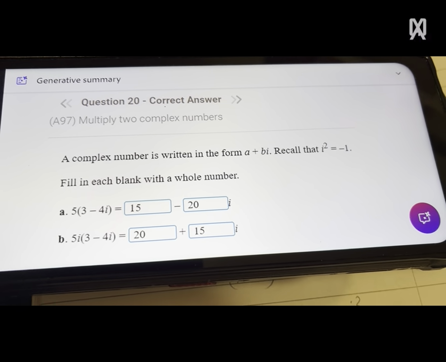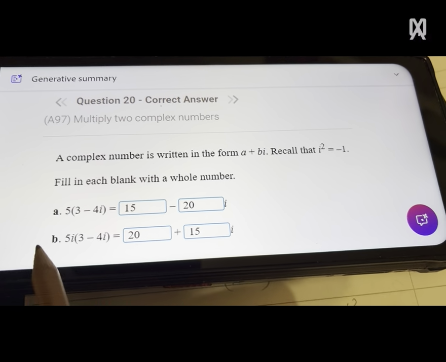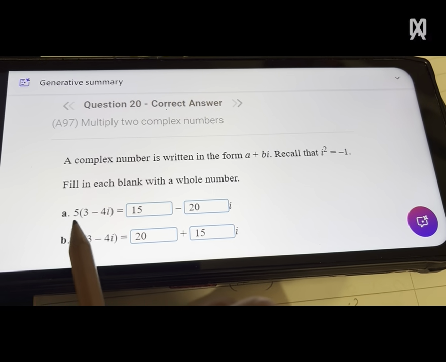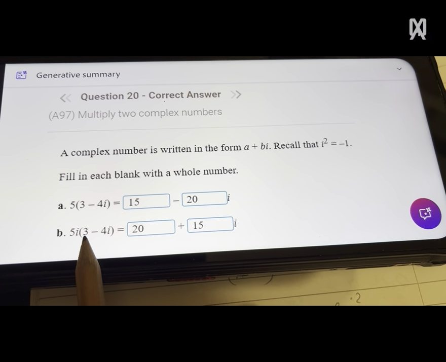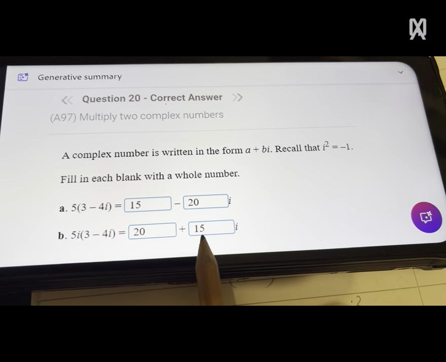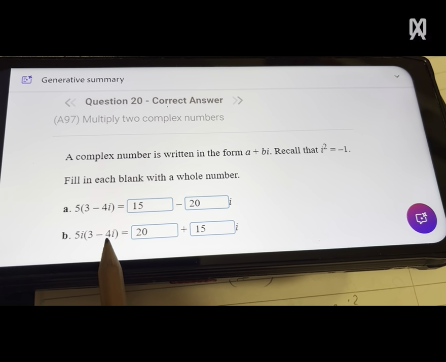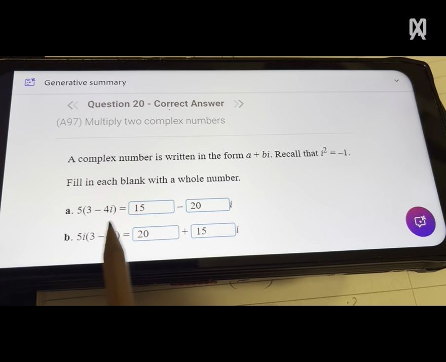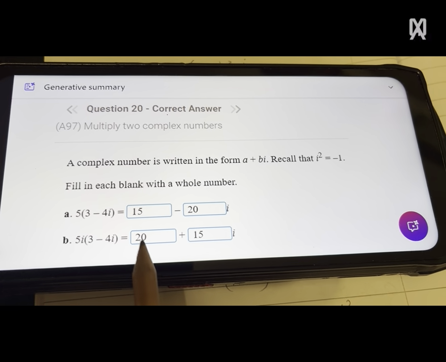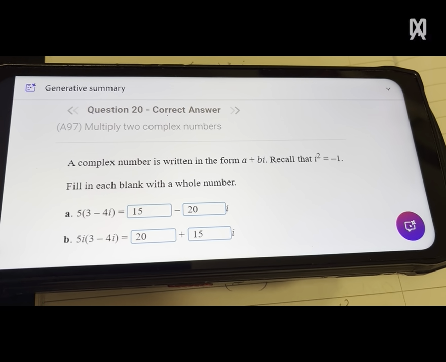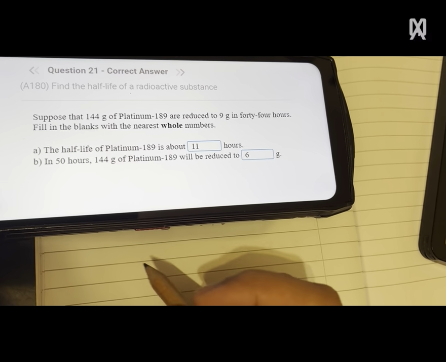Question 20. This complex number is written as a plus bi. Okay, 5 times 3 is 15. 5 times minus 4 is minus 20. Here 5i times 3, so it's 15i. And 5i times minus 4i, it's minus 20i squared. And i squared is minus 1 times minus 20, so it will be 20 positive. This is also a repeated question.